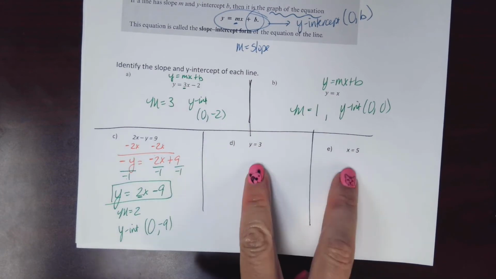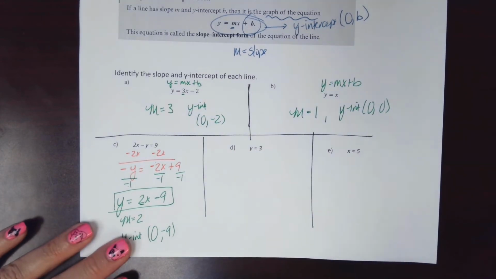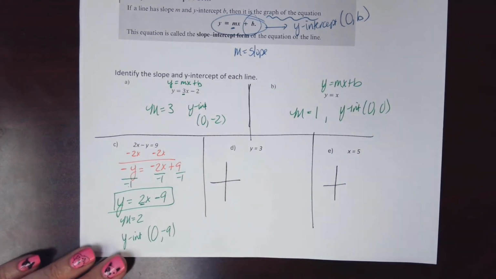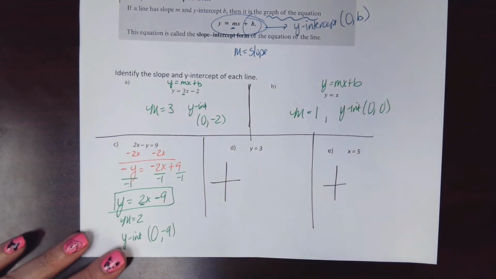Now what about these two? They look kind of weird and awkward. I don't know how to put them in slope-intercept form. So let's think about a quick sketch of a graph. Always go for a quick sketch of a graph if you're in doubt.